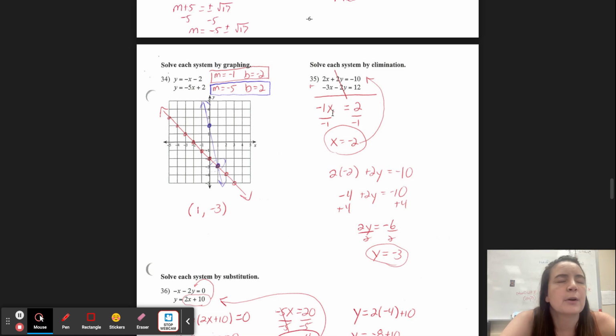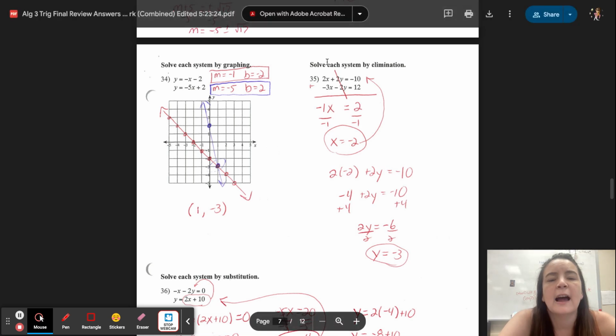But in this equation, they were nice. It already canceled out. So I add everything else together. So I get -1x equals 2.